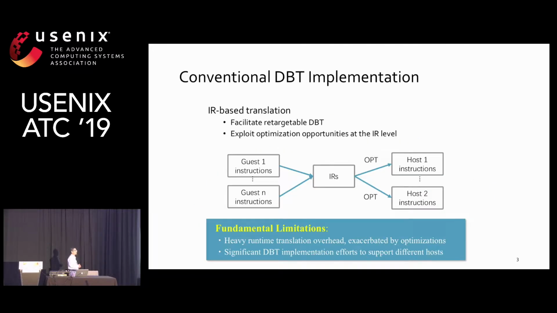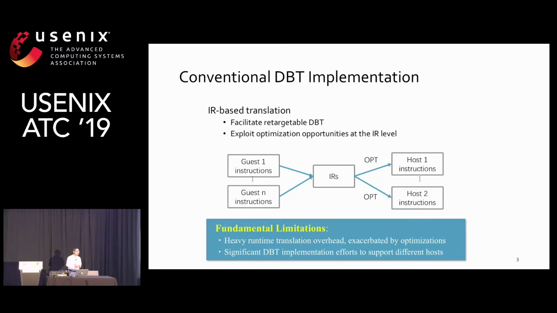To implement DBT systems, a common way is to use intermediate representations, or IR. We can first translate the guest binary code to IR and perform optimizations on IR to generate efficient host binary code. However, this approach has at least two limitations. First, the runtime optimizations can introduce very heavy translation overhead. This is undesirable for a DBT system, especially for short-running guest applications, because the execution time of these applications is mainly consumed by the translation process.